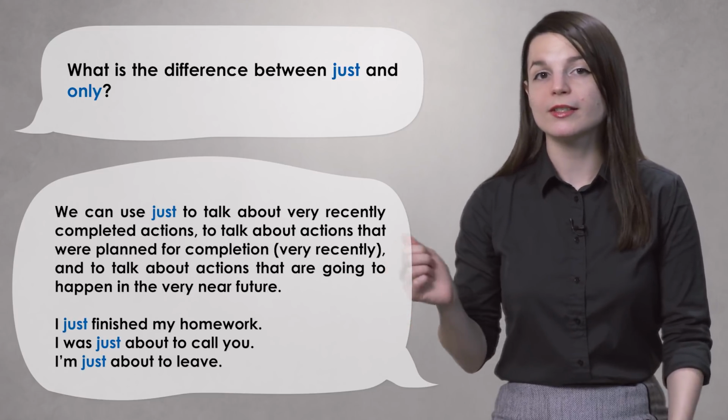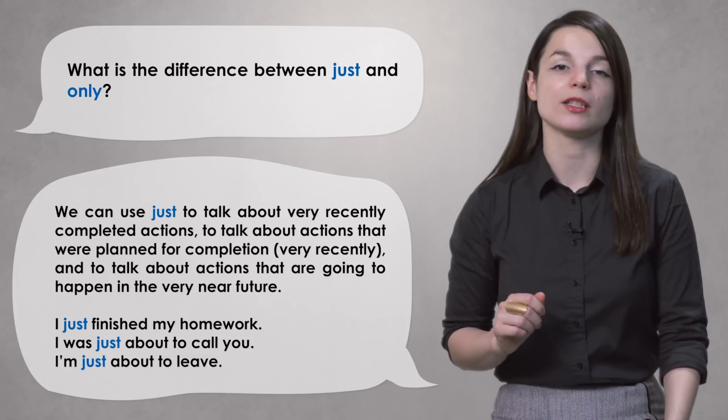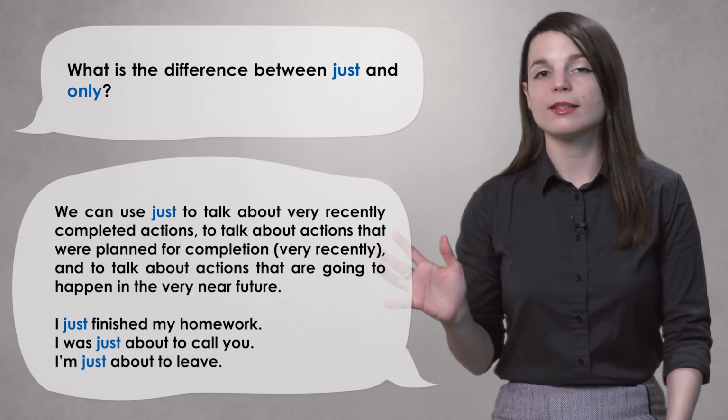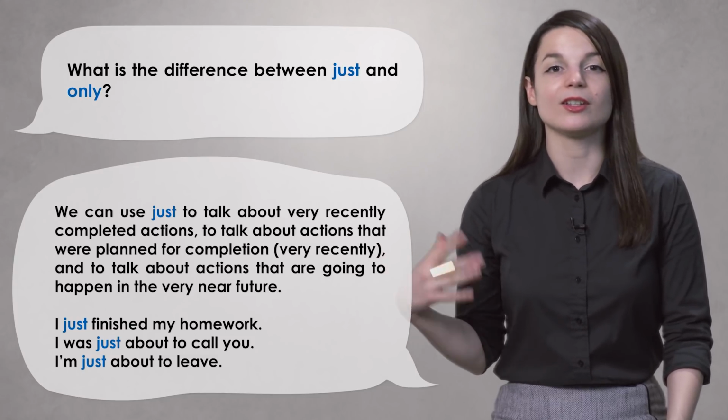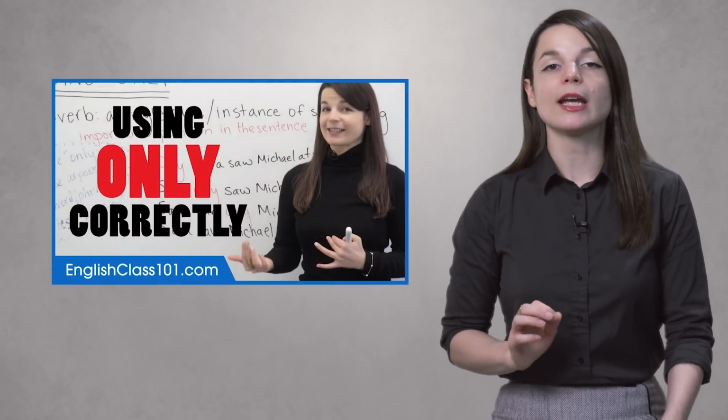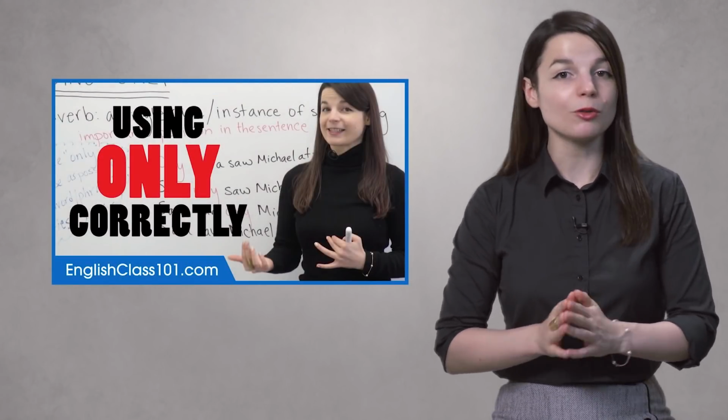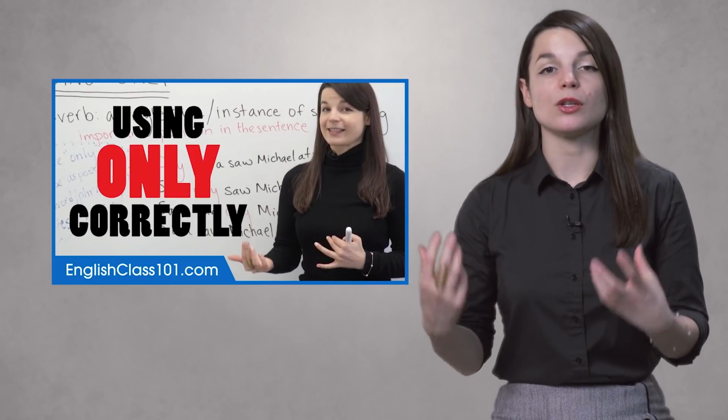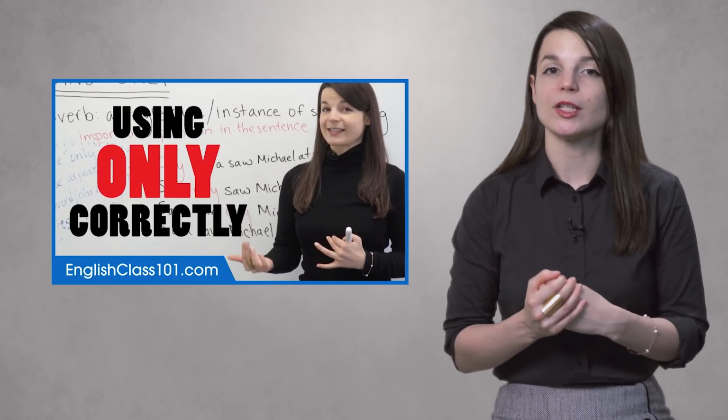We can use just to do this, but we cannot use only to do this. So this is an example of the various ways that just can be used. Only is used for that kind of emphasis feeling that we talked about in the cookie example sentence. If you want some more information on the placement of only and how it affects the meaning of a sentence, please check out the whiteboard video on the YouTube channel that details the use of the word only and the placement of the word only.